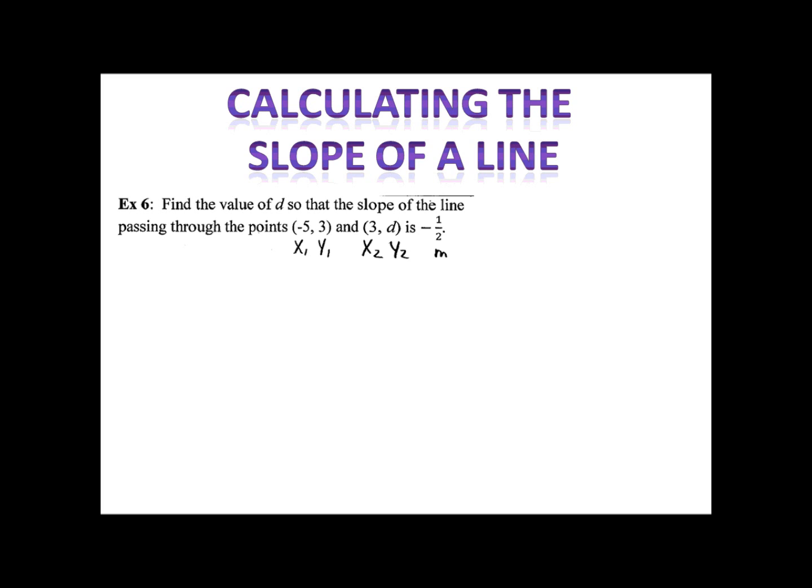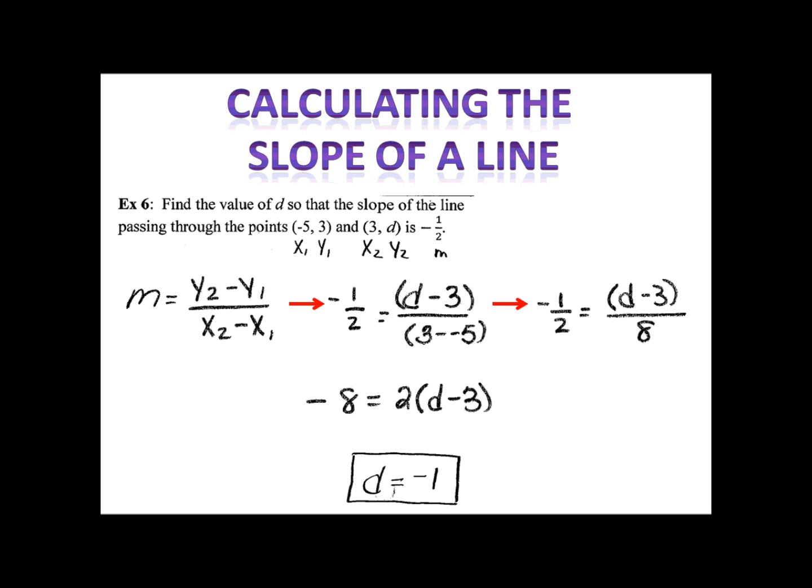In this problem, I began by writing the formula for slope, and then I did my substitution. I plugged in everything that I had. Then I simplified my denominator, 3 minus negative 5, to give me the 8 down there, and then I cross-multiplied. Don't forget, when you cross-multiply, you have to distribute to the d minus 3. That gave me negative 8 equals 2 times the quantity d minus 3, and then I solved the equation and found out that d equals negative 1.